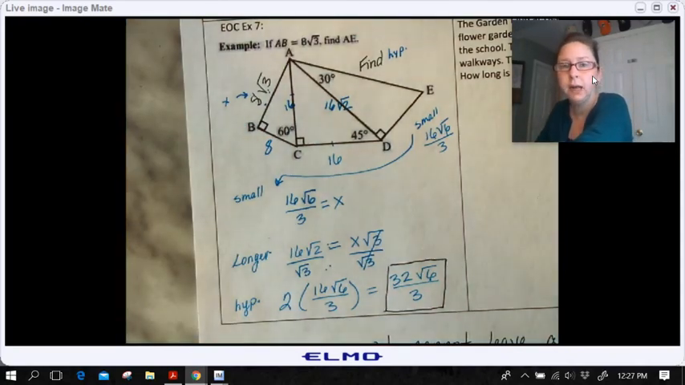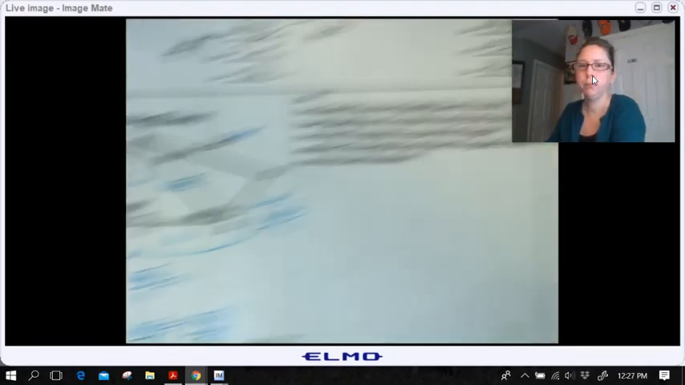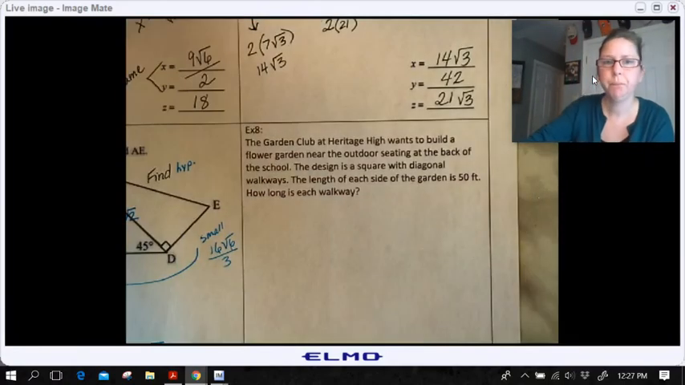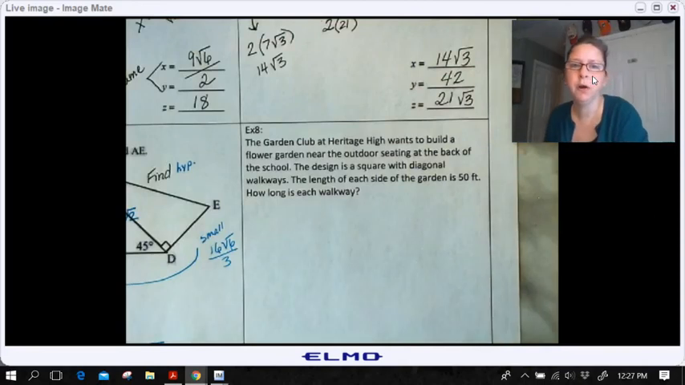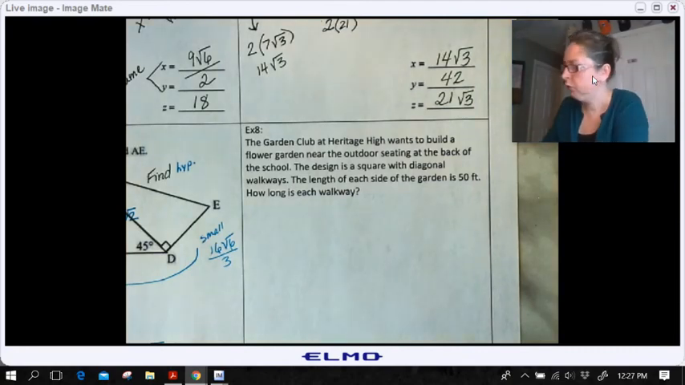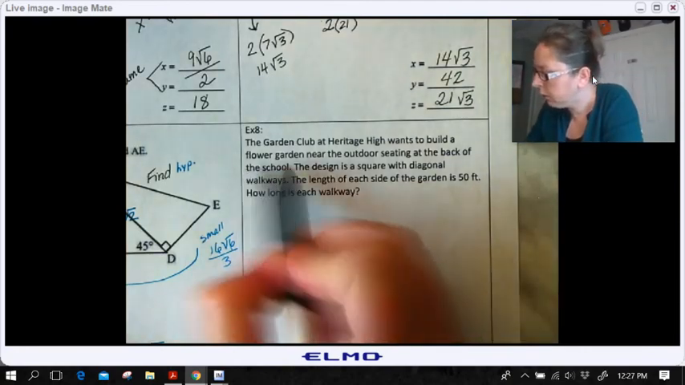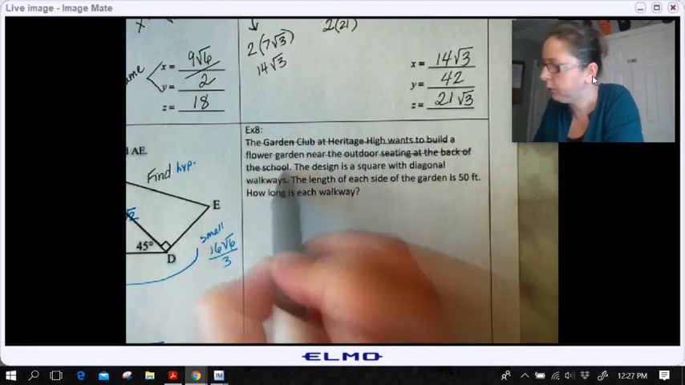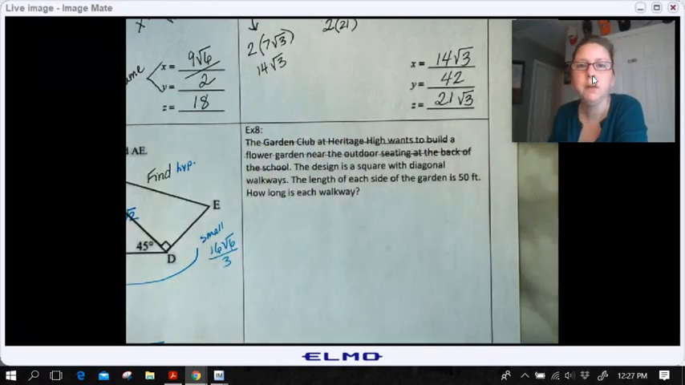Okay, let's look at our very last example. And this is like a word problem application. So the garden club at Heritage High wants to build a flower garden near the outdoor seating at the back of a school. So far, all that information was really irrelevant. Okay. The design is a square.